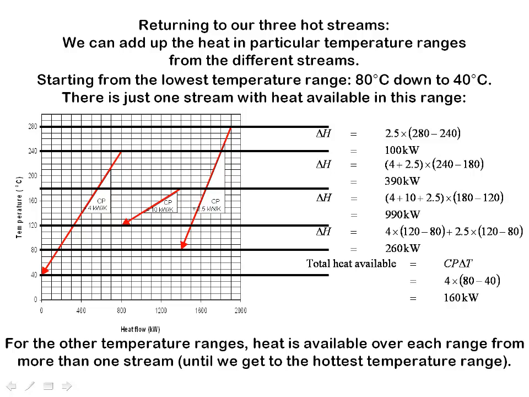Adding up all of these heat contributions, they total 160 plus 260 plus 990 plus 390 plus 100, which gives us 1900 kilowatts again. We've still got the same amount of heat available in our three streams. It's still a total of 1900 kilowatts, but now we've divided that available heat up into different temperature ranges instead of dividing it into different streams, because it makes more sense to tabulate our heat in terms of how hot it is, rather than in terms of where it comes from. But it's the same amount of heat. We're just identifying it, dividing it up differently.